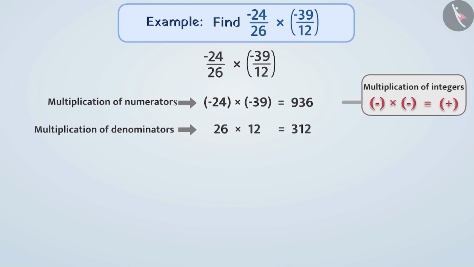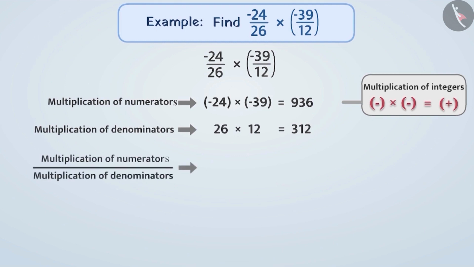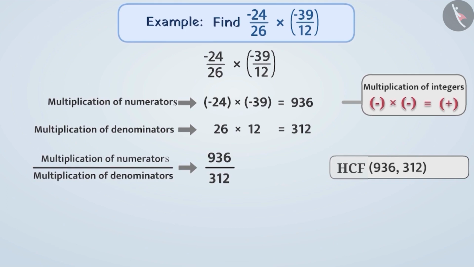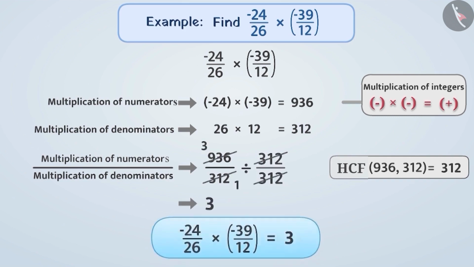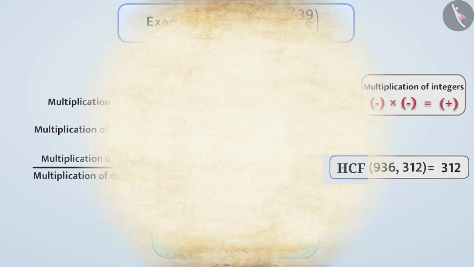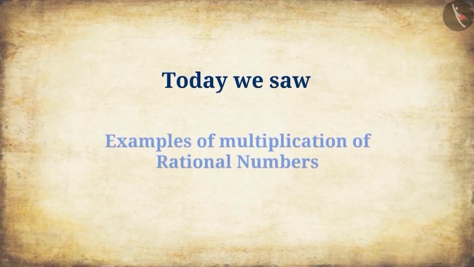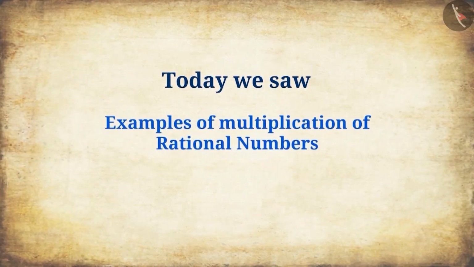Now we write the product of the numerators and the product of the denominators and express the result as 936 by 312. Here, the HCF of the numerator and denominators is 312. When we divide both the numerator and denominator by 312, we get a result 3. So today we saw examples of multiplication of rational numbers. In the next video, we will see certain misconceptions related to them.